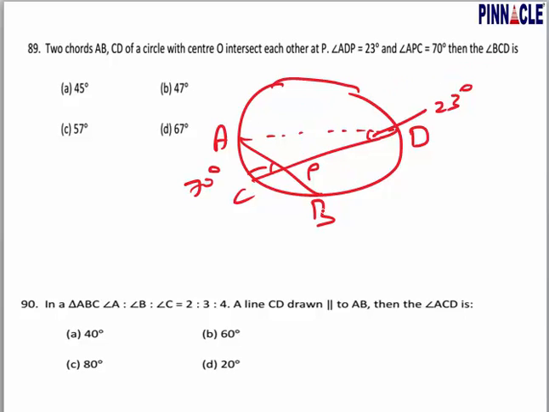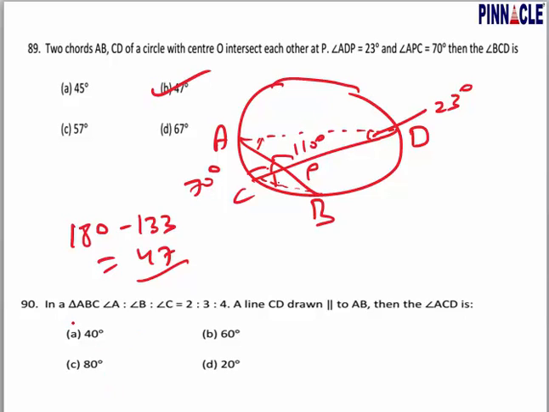Then the BCD would be B, C and D. You have to tell BCD. Now BCD and BAD are equal. Why? Because on the same base, angles formed on the circumference are equal. And here 70 degrees, it means this is 110. So this is a straight line. If this is 110, this is 23, and this is equal to this, we have to find this. 110 plus 23, 133. 180 minus 133, that is, you can say 47. 47 would be the answer.